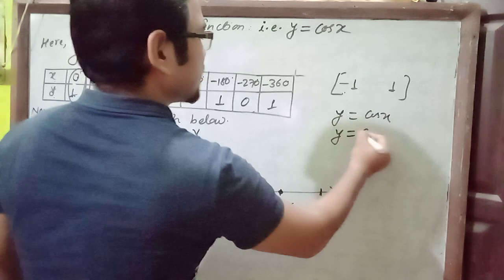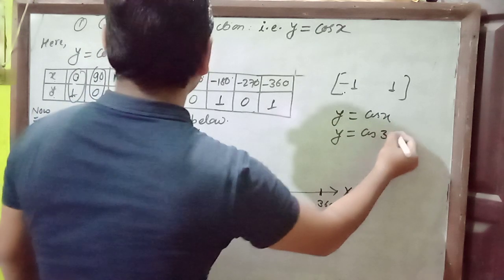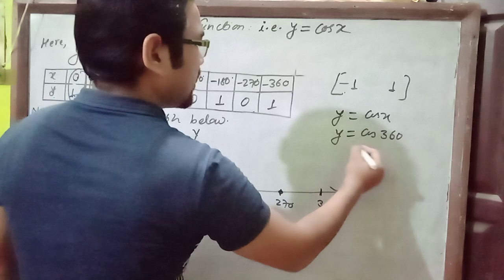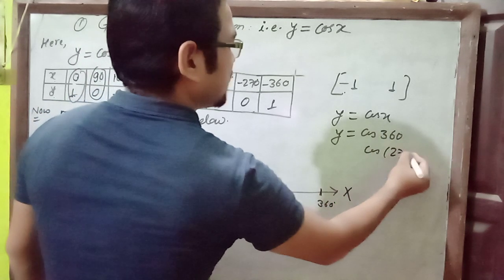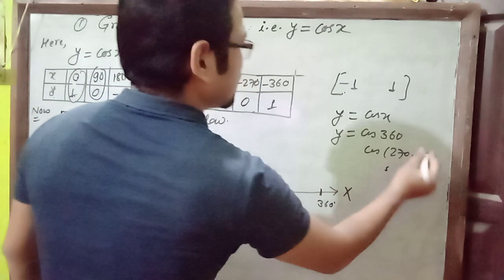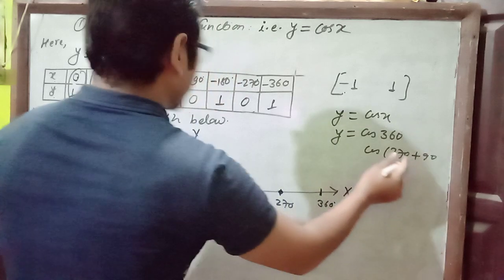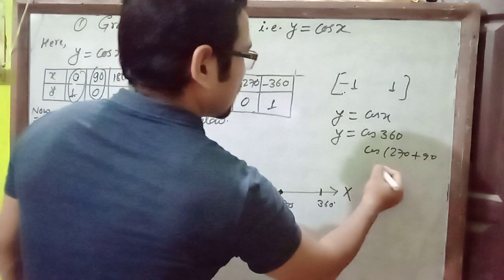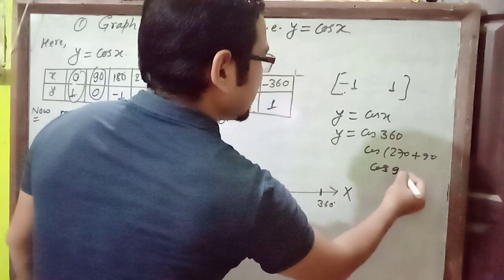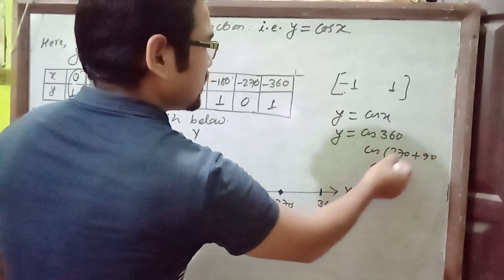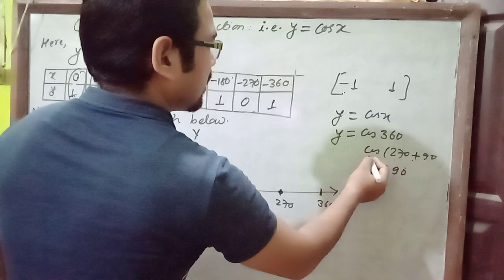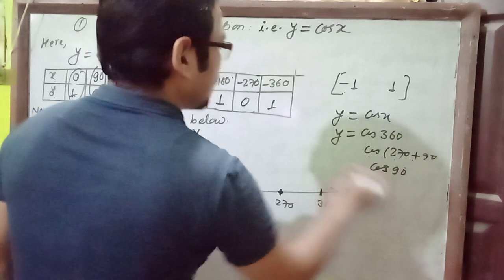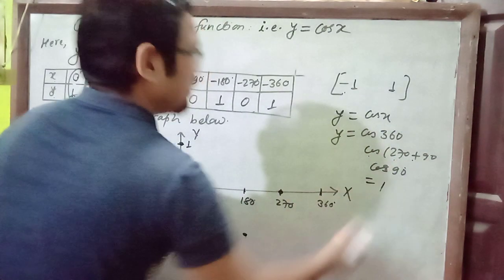Y equal to cos x means cos, what is there? 360 degree. The cos 360 will be here. Cos 270 plus 90. This is sine. What is cos 90 degree? Okay, this is plus 1, right? Cos 90, that is plus 1.